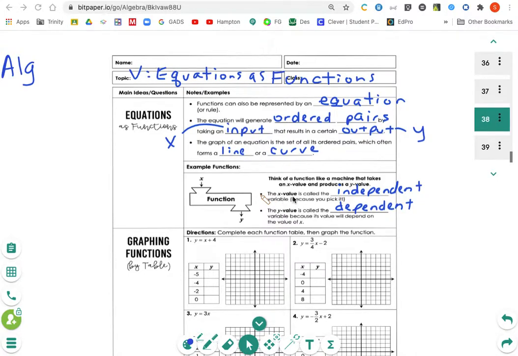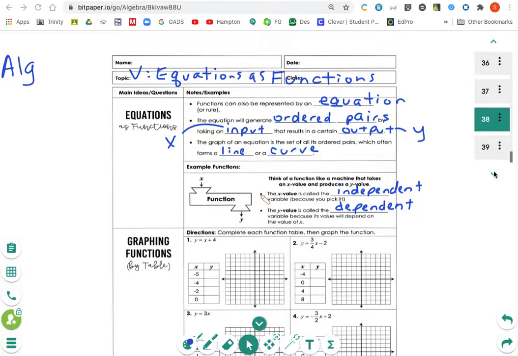The x value is called the independent variable because we pick that variable. The y value is called the dependent variable because it's the value that will depend on which value of x we pick to put into the equation.